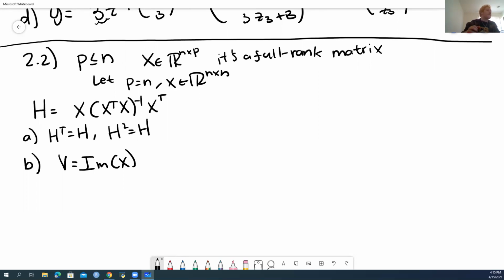Oh, okay. So it wants you to let V equal the image of X. So the question is, basically, it just wants you to show that for y in R^n, Hy is in V. Okay. So let's break down what this means, really. Let's look at the image of X, which is V.